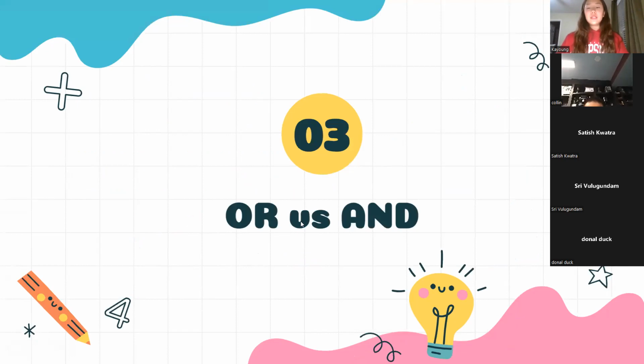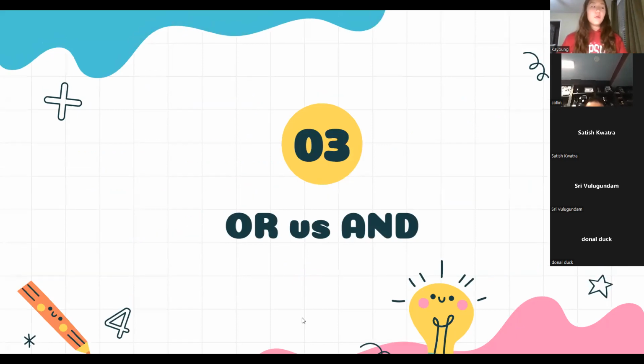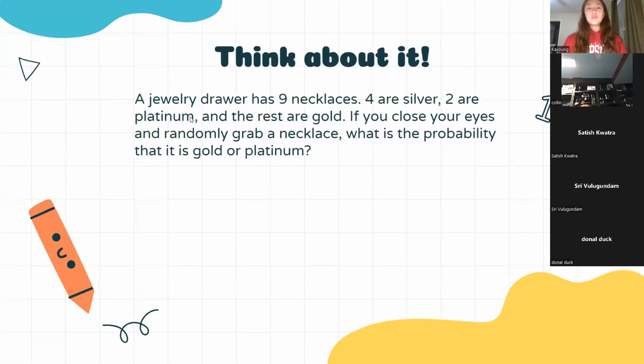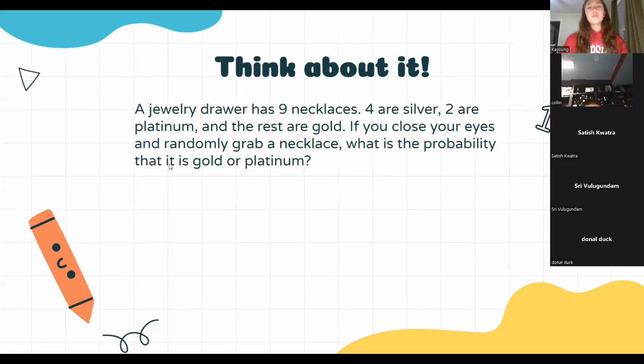So now is where it gets tricky. Or versus and. These 2 words are super hard to differentiate in my opinion, so you're just gonna have to practice a little bit and see different examples. So let's see. A jewelry drawer has 9 necklaces, 4 are silver, 2 are platinum, and the rest are gold. If you close your eyes and randomly grab a necklace, what is the probability that it is gold or platinum? Don't try to do any complicated math here. Just think about it. What's the probability that it's gold or platinum?